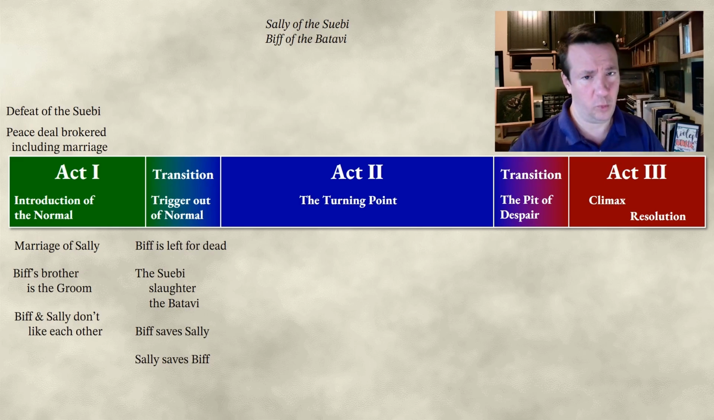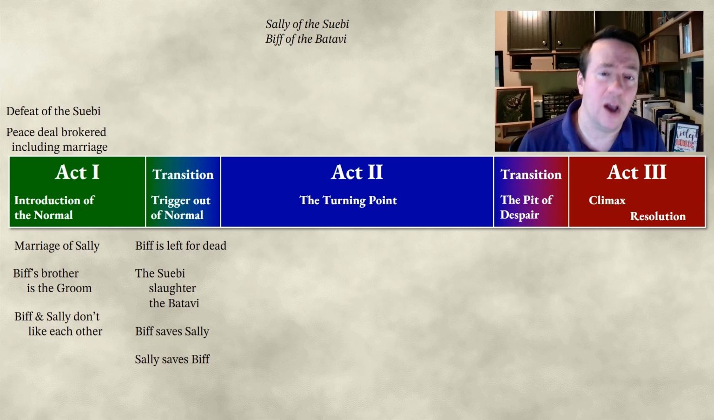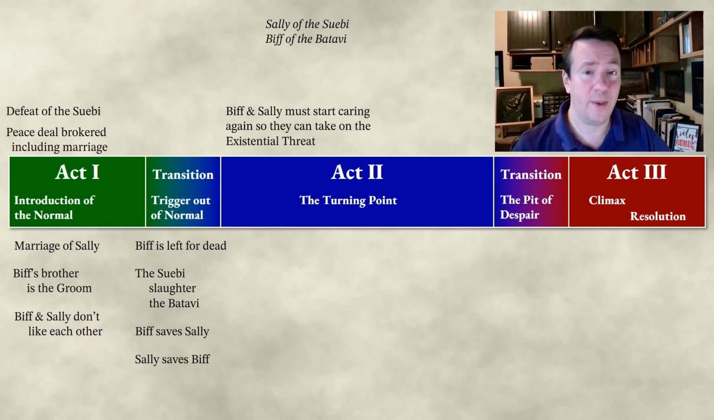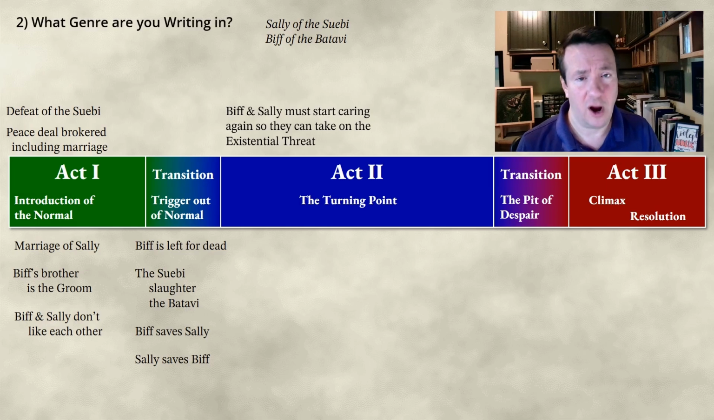They have to shift from, what do I care if the world burns, to finding meaning again, so they can take on this existential threat. This idea is critically important, so I'm going to note it down on my chart. I'm not quite sure where to put it yet, but I'm going to note it down so I don't lose sight of it. Okay, for our second question, what genre are you writing in?